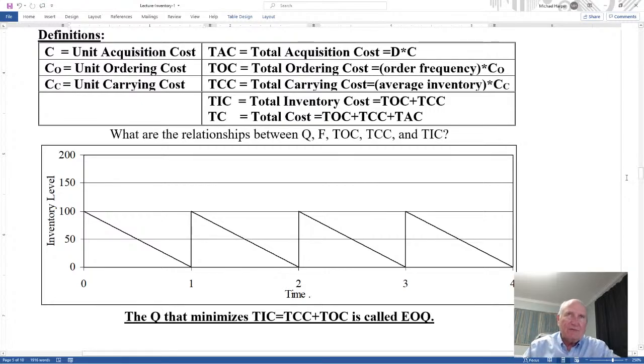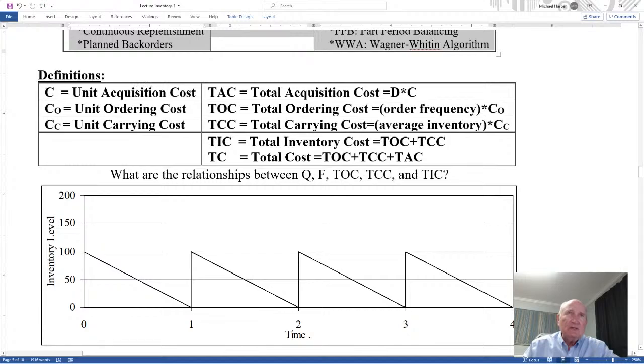What it is, what we're after. So here's my unit acquisition cost, unit ordering cost, unit carrying cost. Remember, acquisition cost is just how much you pay for it, the cost of the item. Ordering is your buying and purchasing department, your buyers. Carrying cost is your warehouse.